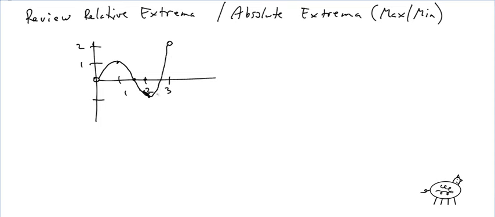Okay, so let's talk about relative max. Okay, what's relative max? Well, that's this point right here, isn't it? Okay, so it's going to be at relative max at 1, 1. And what about relative min? Okay, well, it's going to be right here at 2, -1.